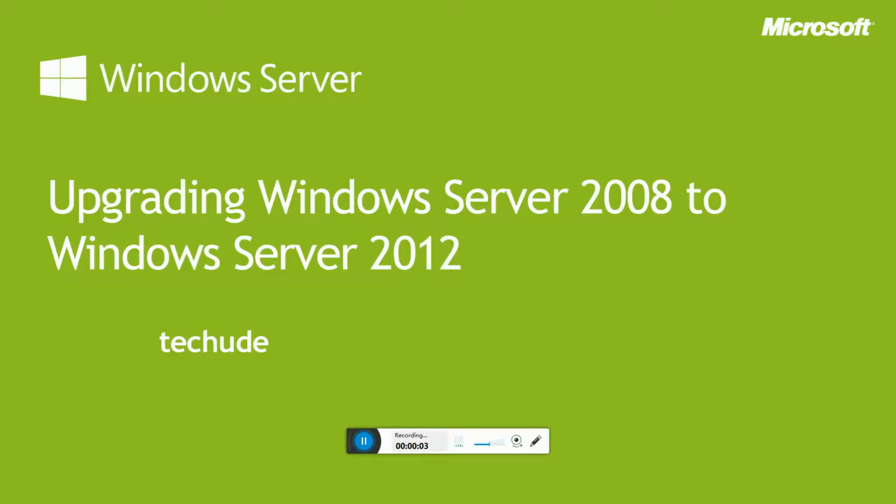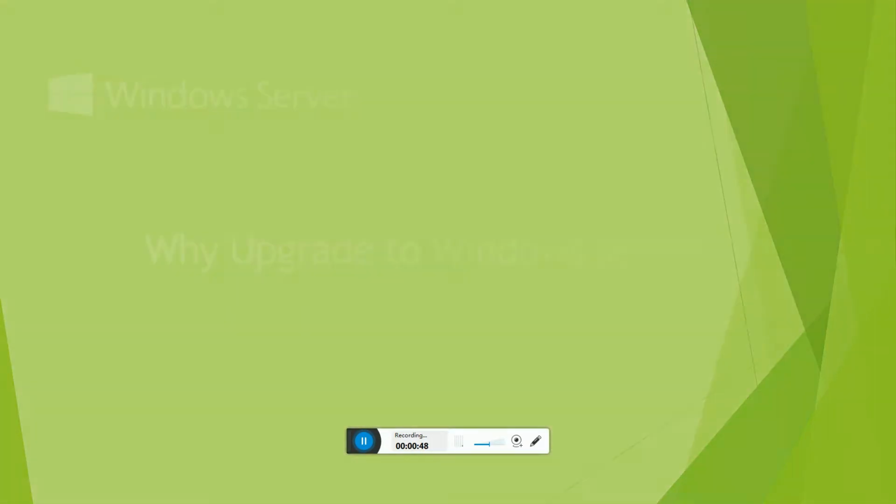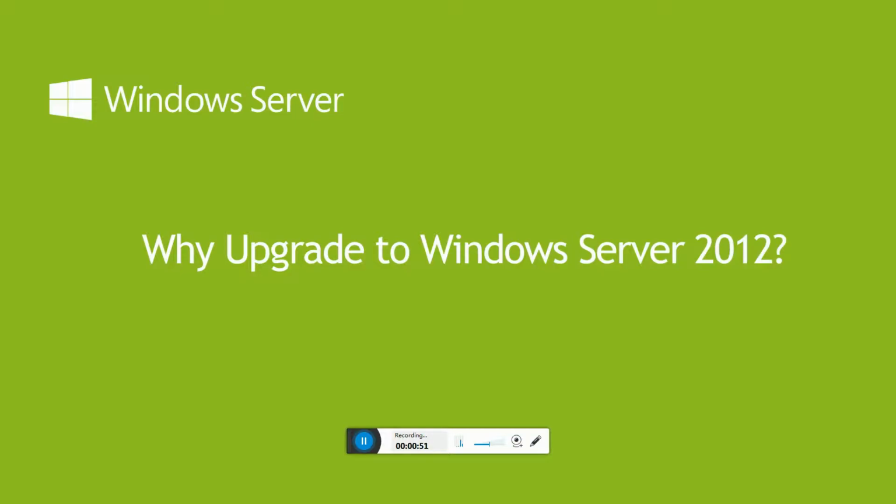Hi friends, I will explain the Windows Server upgrade from Windows Server 2008 to 2012. This is the overview: upgrading Windows Server 2008 R2 Service Pack 1 to Windows Server 2012. Agenda: why upgrade to Windows Server 2012, operating system hardware and disk space requirements, supported Windows clients and servers, in-place upgrade paths, functional level considerations, operations master roles, Active Directory considerations, migration tools for Windows Server 2012, Hyper-V and virtual machine considerations, and a summary.